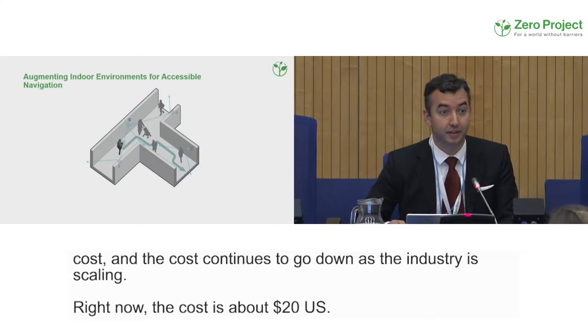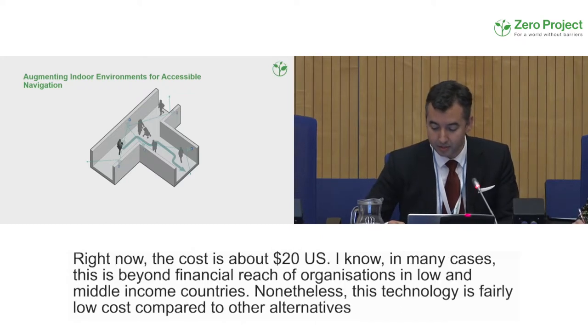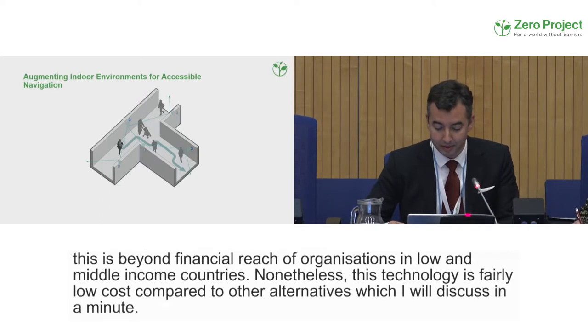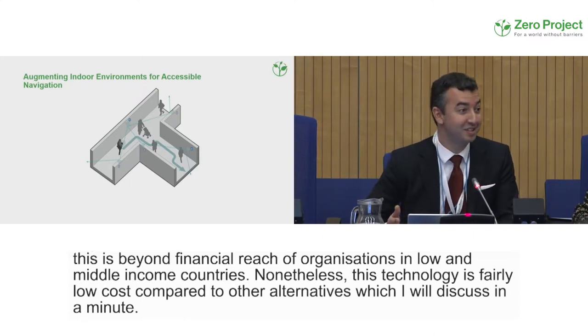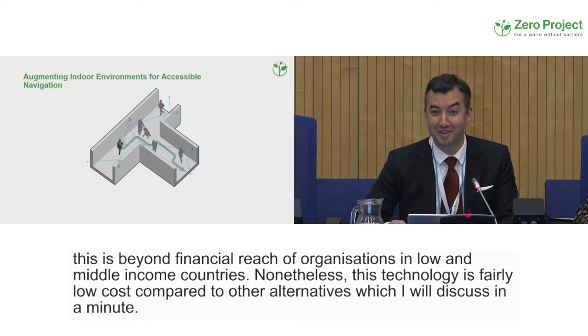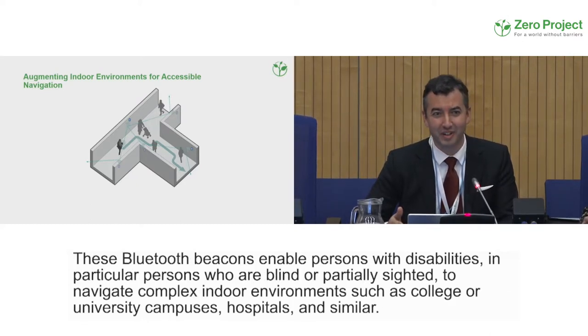But nonetheless, this technology is fairly low cost compared to the other alternatives, which I'm going to discuss in a minute. So these Bluetooth beacons enable persons with disabilities, in particular persons who are blind or partially sighted, to navigate complex indoor environments such as college and university campuses, hospitals, and similar, even the United Nations. Because I remember the first time I came to this building, I said, actually, it's fairly difficult to find where I'm going, even with the number of signs that are available.